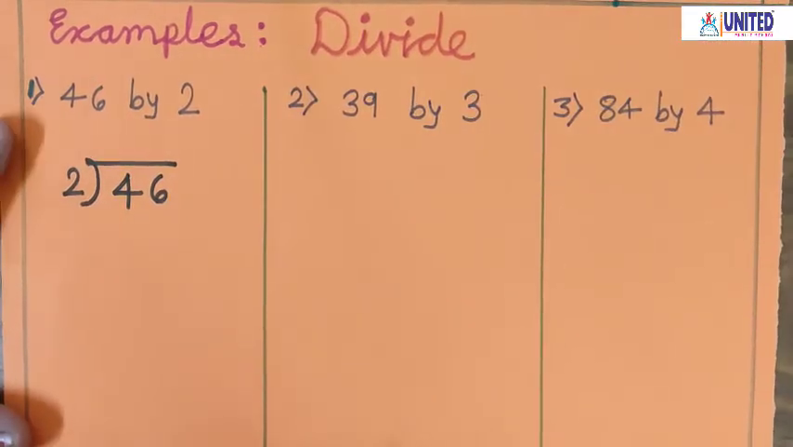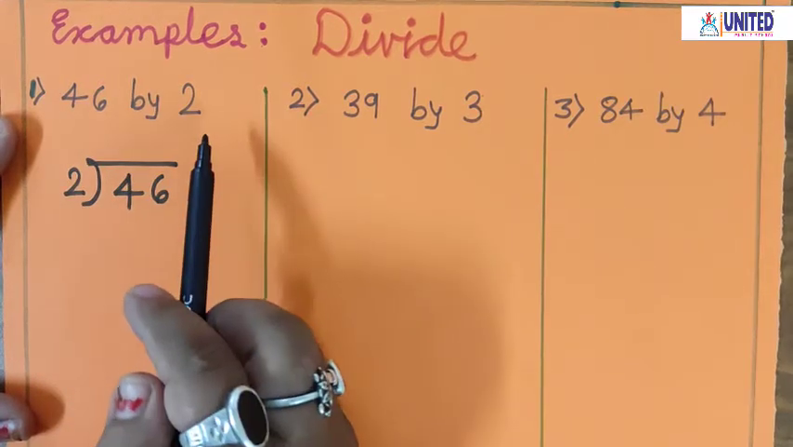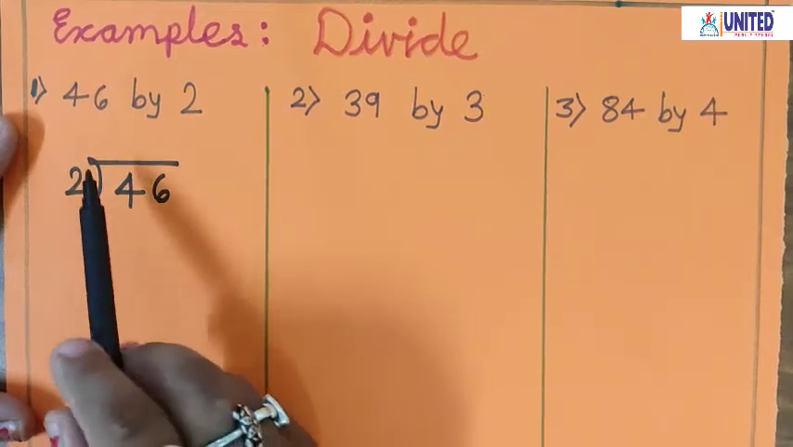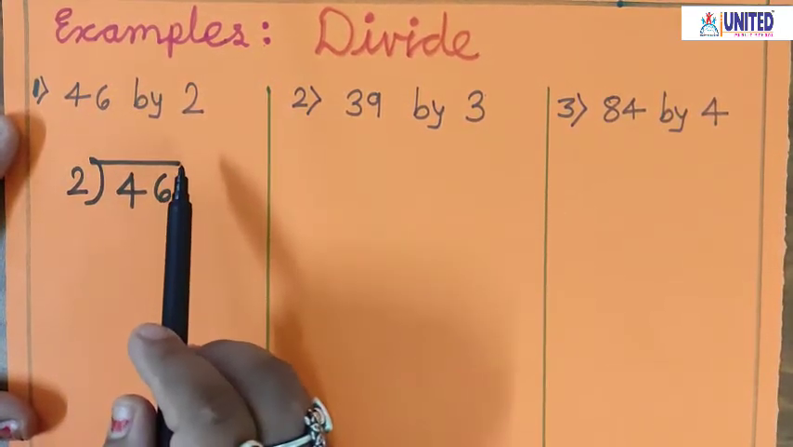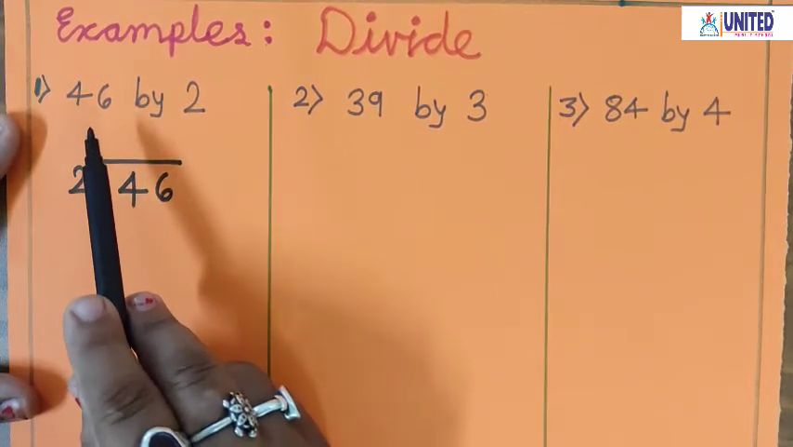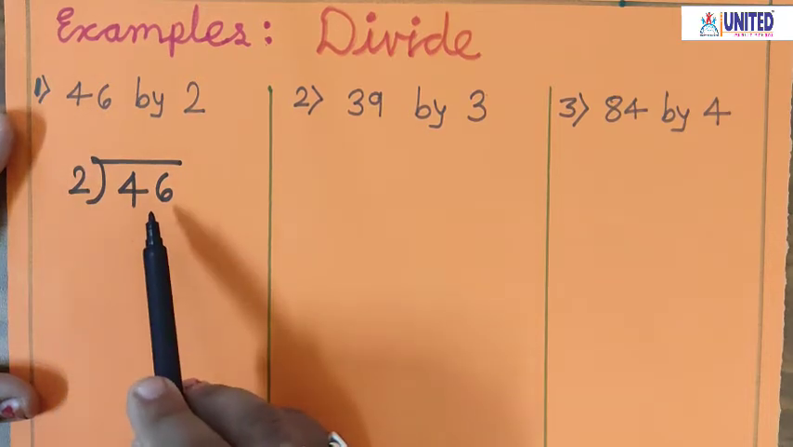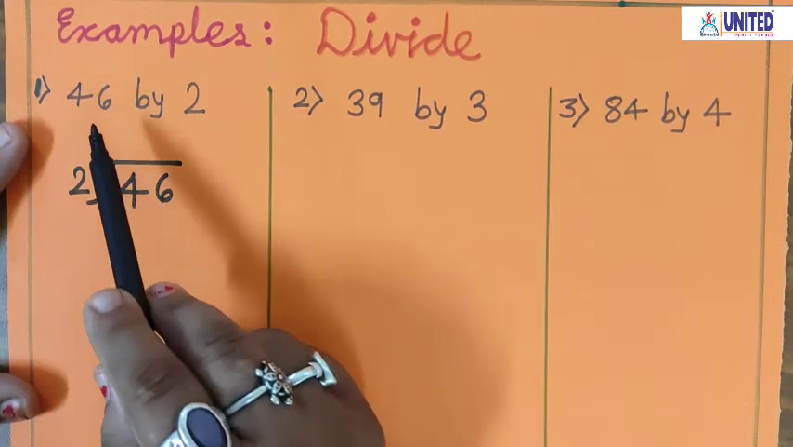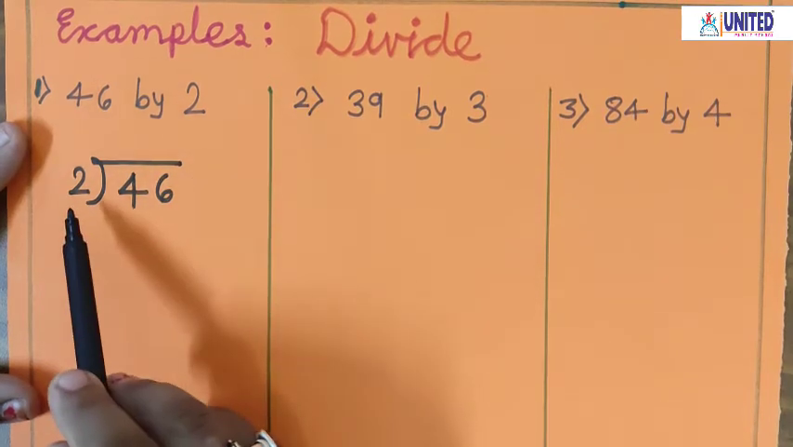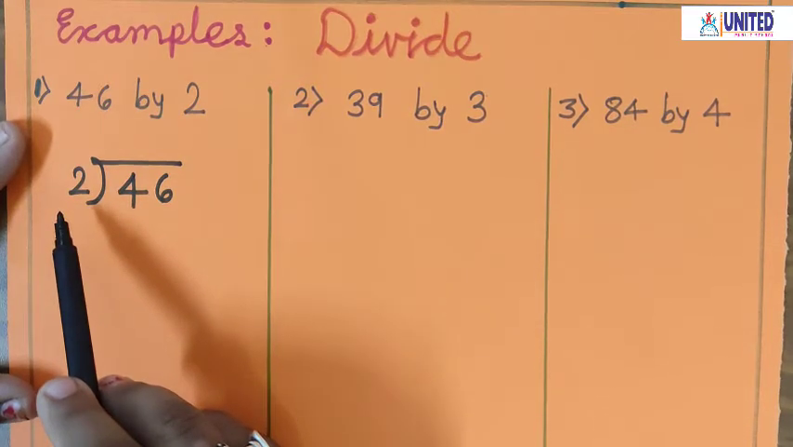Okay students, let's see the examples. Divide. Number 1, 46 by 2. That means 46 divided by 2. So first we draw the sign of long division. This is the sign of long division. Then you have to arrange the numbers. So 46 is the bigger number. That means 46 is the dividend, so we write it inside. By 2, that means we have to divide 46 by 2. So 2 is the divisor, so we write it outside of that sign. Right? Now let's start to divide.